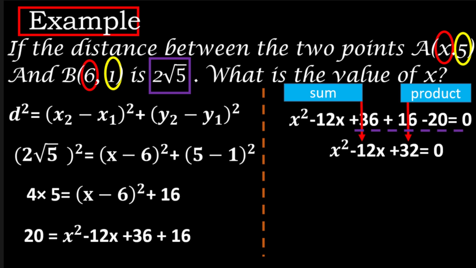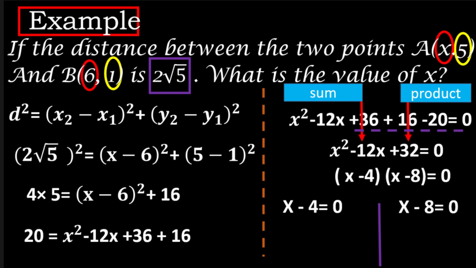Now we can factorize this equation as x minus 4 times x minus 8 equals 0. So we get x minus 4 equals 0 and x minus 8 equals 0, two equations. So to find the value of x, what number minus 4 equals 0 mentally? X equals 4 and x equals 8. So what is the value of x? X equals 4 or x equals 8. Let's have another example.